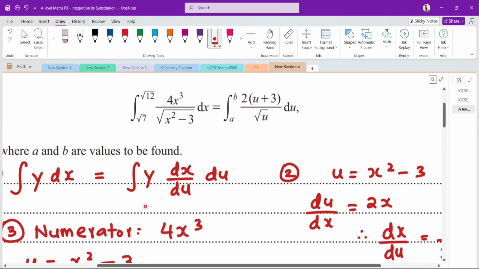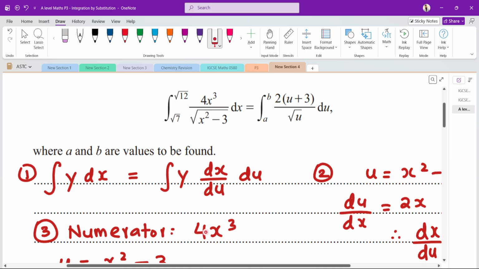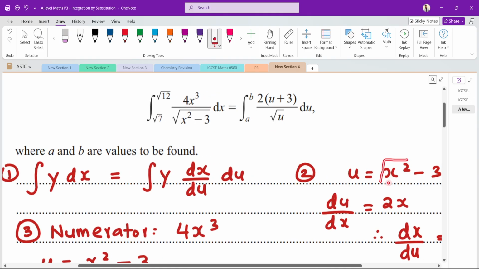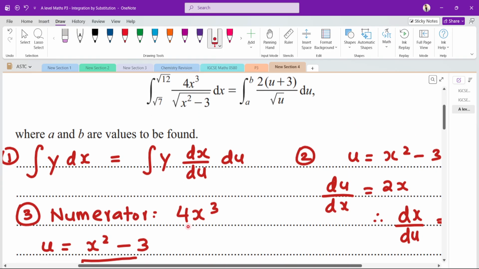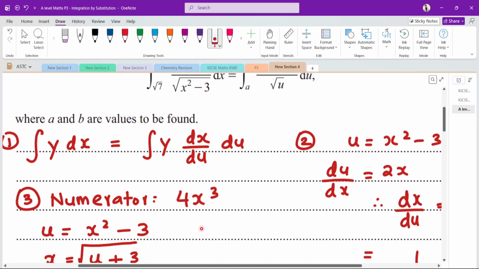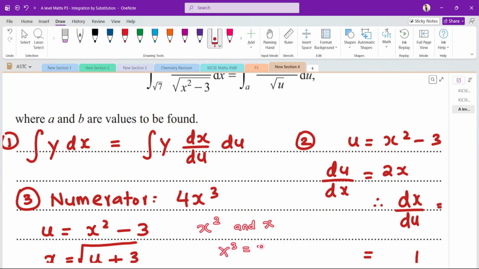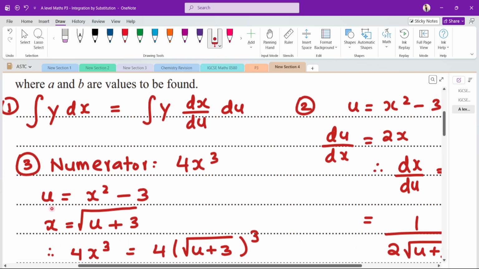Now let's move to step number 3, finding the numerator, which is 4x cubed. What we know is x squared. If I make x squared the subject, I would get u plus 3. But this is x cubed, right? So I can find what is x squared, and I can also find what is x. X cubed is actually a multiple of x squared and x, so then I can multiply them both. So let's see.